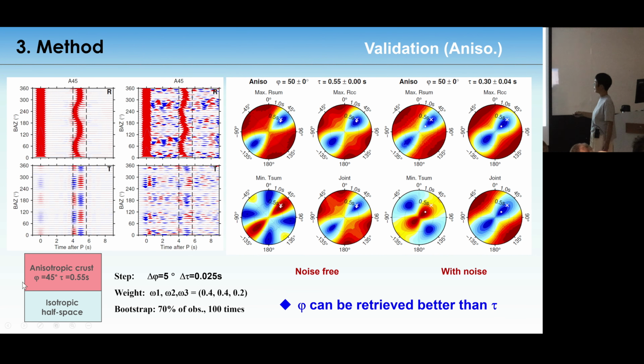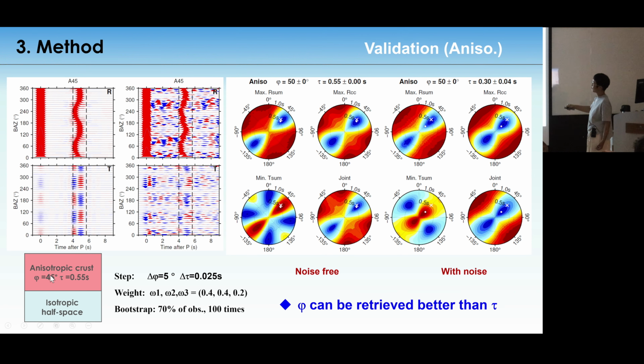And here is the input model. This is the fast direction and the delay time. And here are our outputs. And we can see that in the model retrieved, the phi and the tau are very well recovered by this method. And in this case, with noise, the tau is underestimated, but the phi is still very close to the input model.